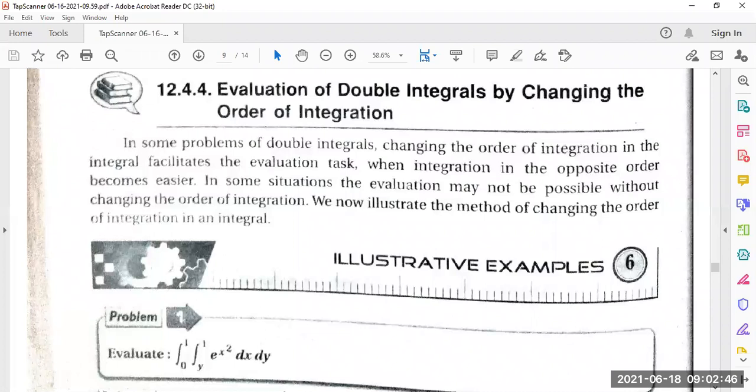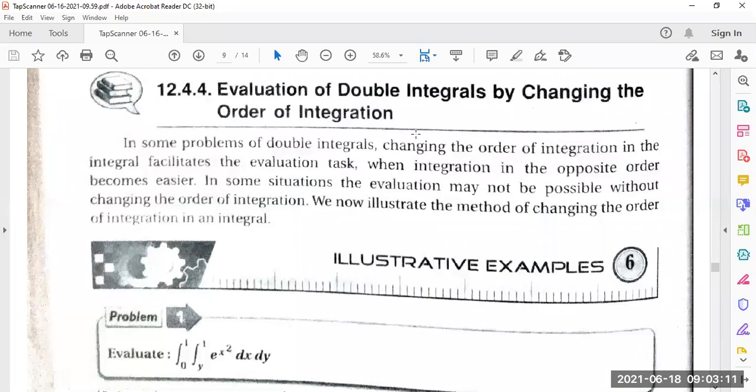Is my screen visible to all? Yes, sir. Okay, so we are starting the double integral. Today we are going to learn how to change the order of integration in a double integral, that is, evaluation of a double integral by changing the order of integration.